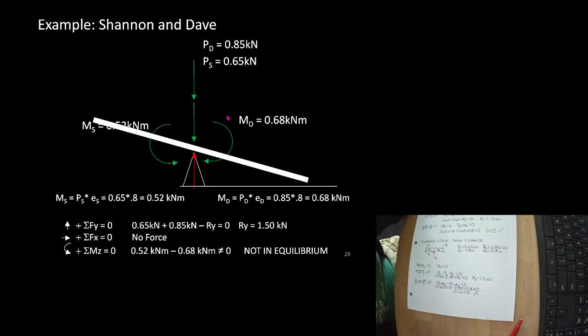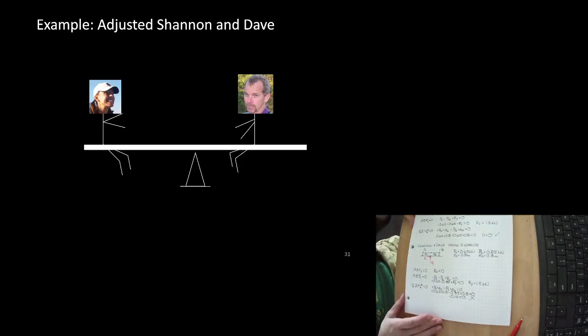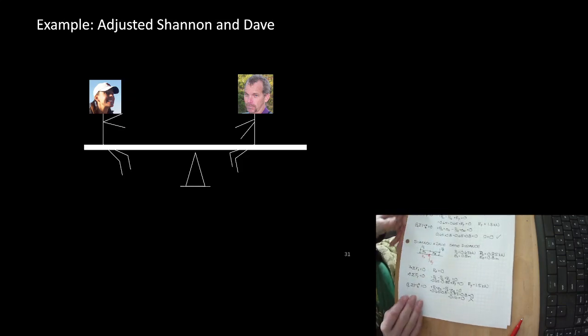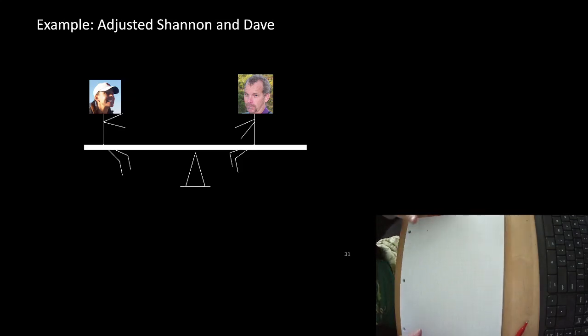What if I wanted to figure out what it took for this to be in equilibrium by Dave moving? Okay? Let's take a look at an adjusted Dave and Shannon. All right. So Dave is willing to move around on this teeter-totter to make sure the teeter-totter is in equilibrium. I'm lazy. I'm not going to move. I'm going to make Dave move, but I want this teeter-totter to be in equilibrium. So I've said, Dave, you have to move around to stop this thing from teetering.